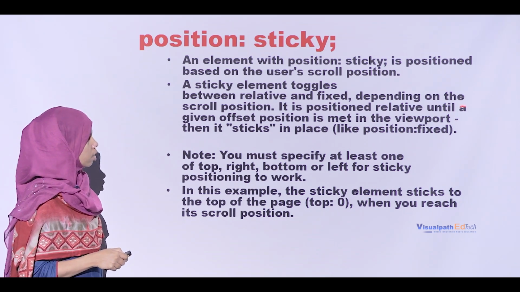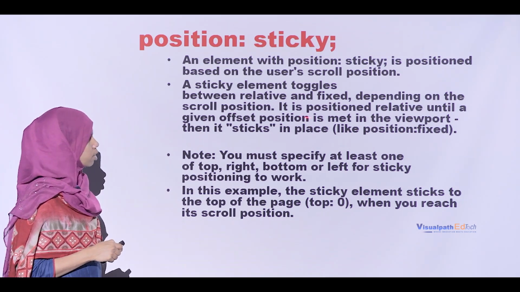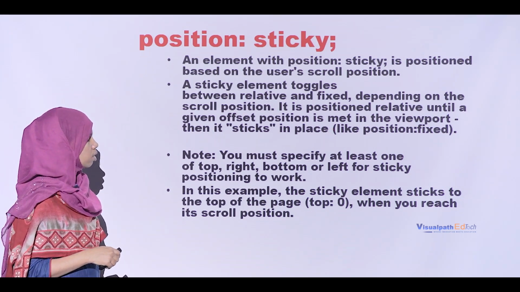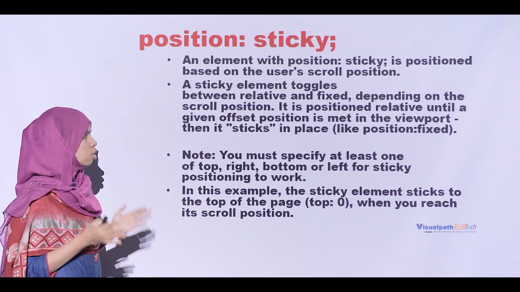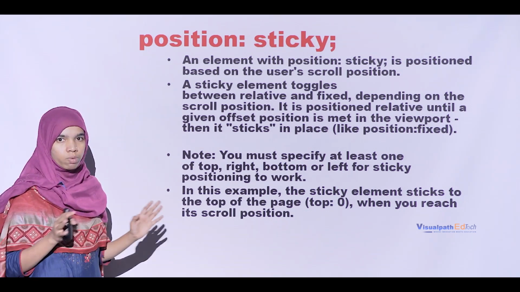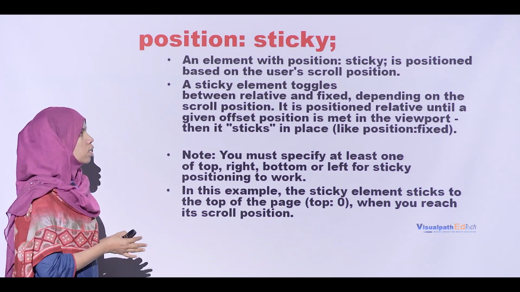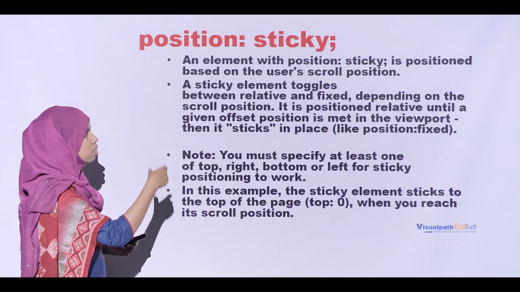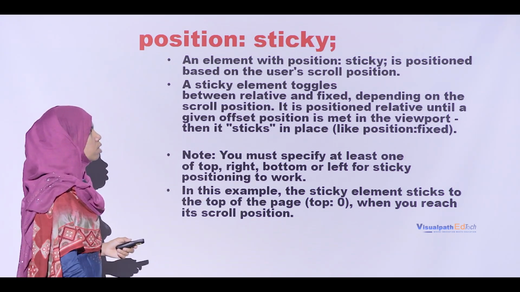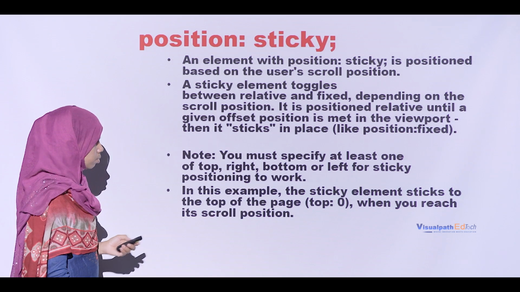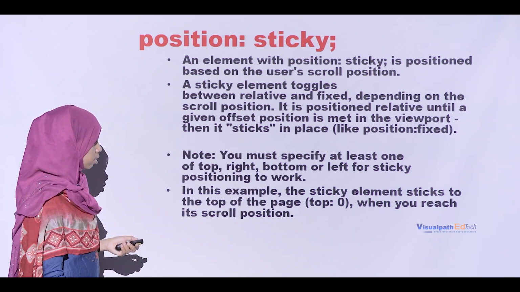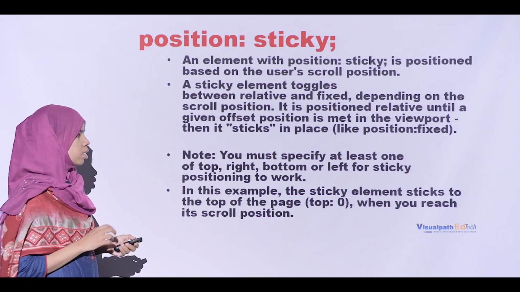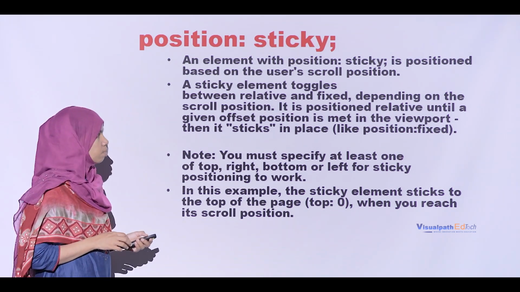It is position relative until a given offset position is met in the viewport. So if you notice, it will be between the positioning of the relative and the fixed, there is no absolute given for it. It is going to scroll down. If a scroller has been maintained, sticky means it will keep moving here and there as per the scrolling of the screen. So you can see here the element top at the 0 level, and whatever the sticky positions we are maintaining, likewise it will be applicable for it.